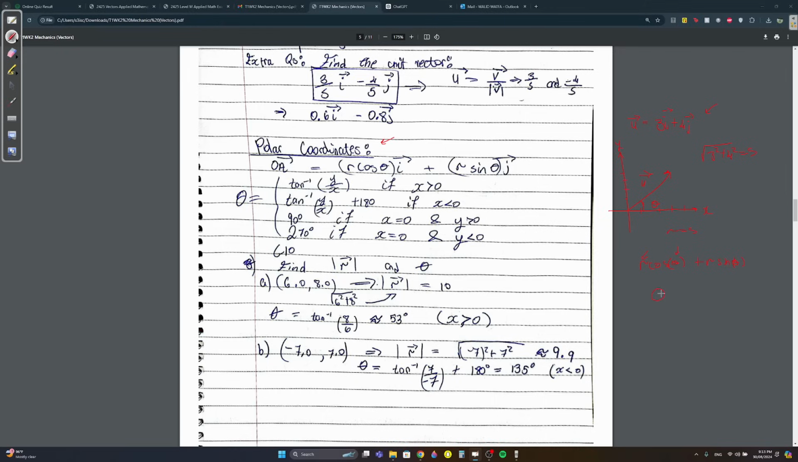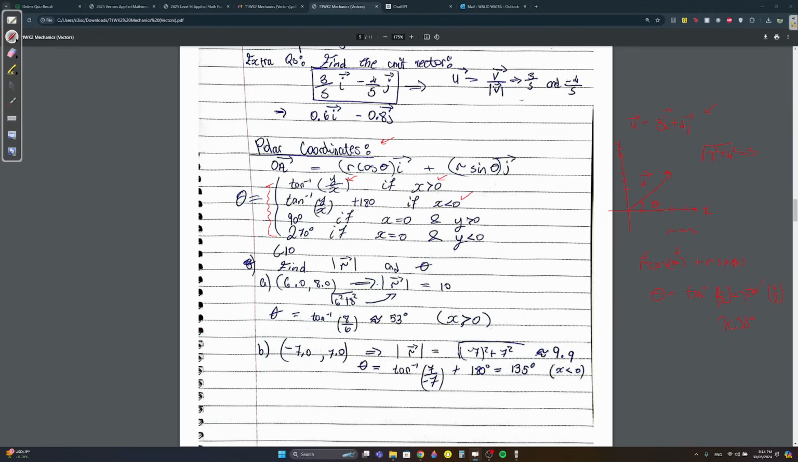Now, to find theta. Theta has 4 cases. We're going to start with the most basic one. The most basic one is shift tan of y over x, and it will work in this case. We just do shift tan of 4 over 3, and you get approximately, I think, 53 degrees. That's what I remember. So this is the first case: theta equals shift tan y over x, if x is positive. All right? If x is positive. Okay, what about the next cases?